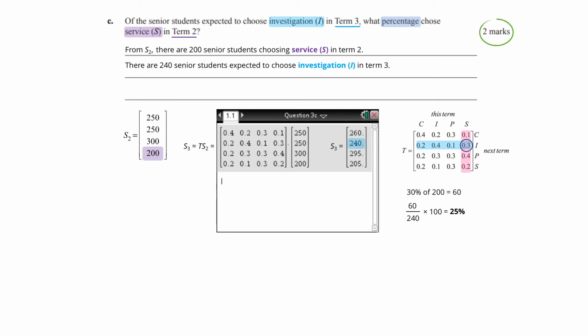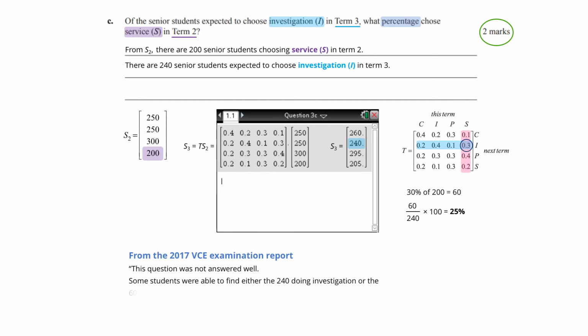This question is worth 2 marks. 1 mark is for the final correct answer, and 1 mark is for one additional step. From the 2017 VCAA examination report, this question was not answered well. Some students were able to find either the 240 doing investigation or the 60 transitioning from service to investigation, but were unable to link these together.